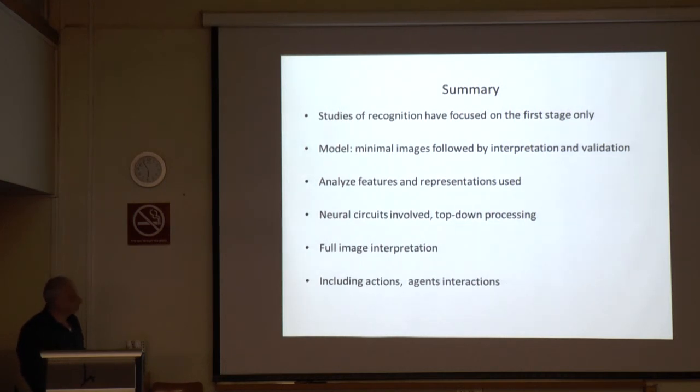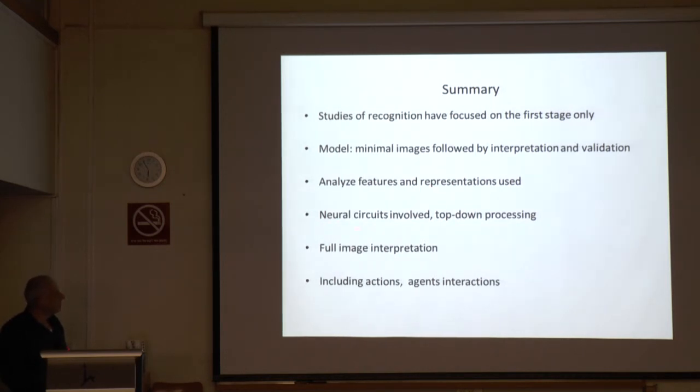The model itself suggests that we start the recognition process with independently recognizable images, which are these minimal images, followed by an interpretation and validation second stage, which is driven by class-specific top-down processes. We are continuing to analyze the recognizable and sub-recognizable images, as part of trying to better understand exactly what features the visual system uses for recognition.